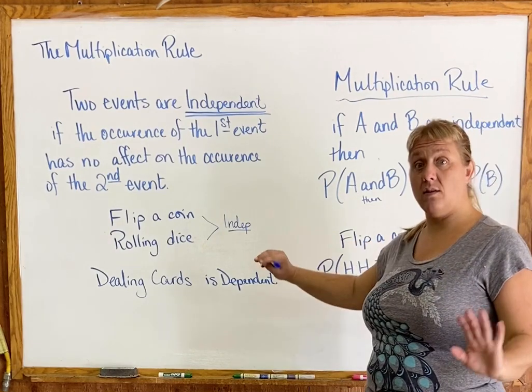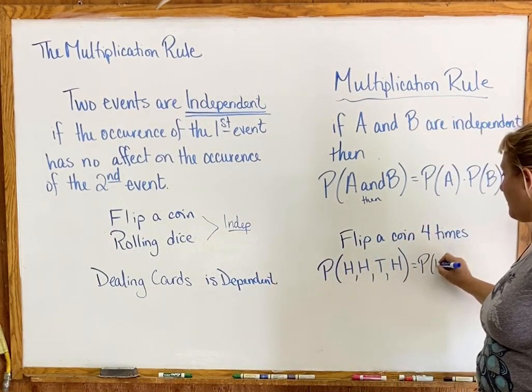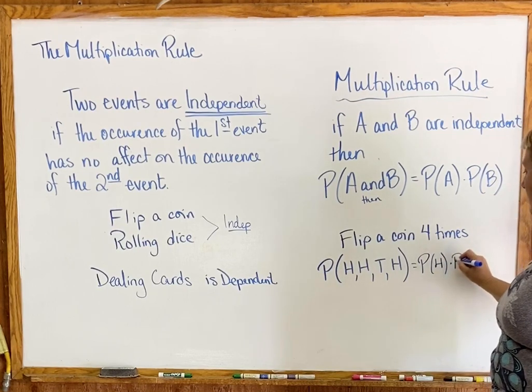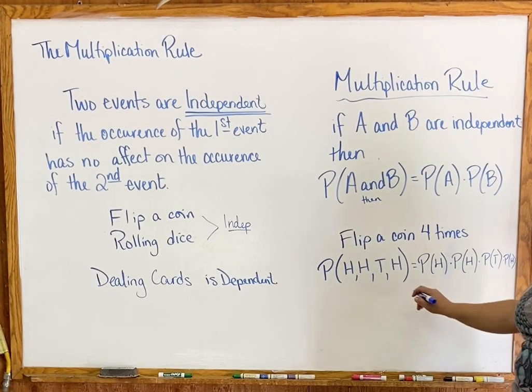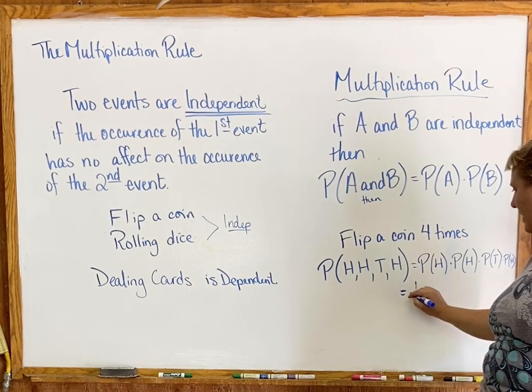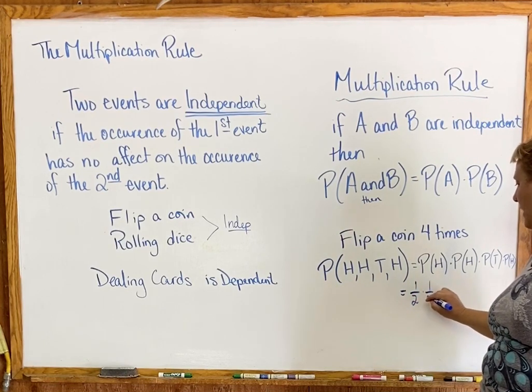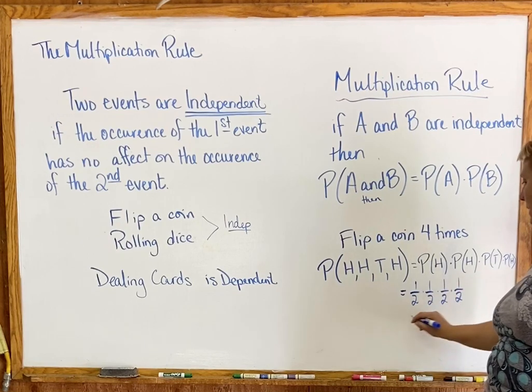And because we decided that the coin is independent, basically that means we can go the probability of heads times the probability of heads times the probability of tails times the probability of heads. Ran myself out of the room there. Okay. Now, the thing about all these probabilities is they're actually the same, aren't they? So it's 1/2 times 1/2 times 1/2 times 1/2.